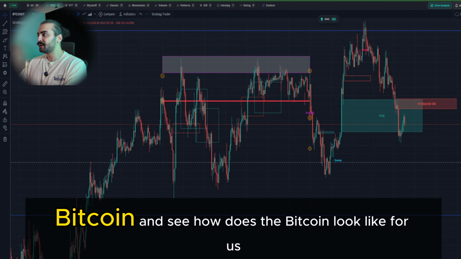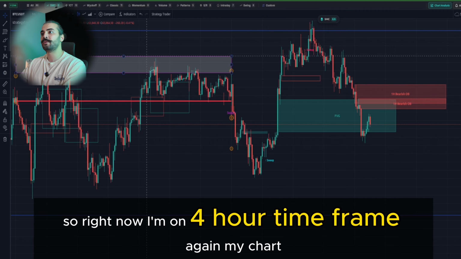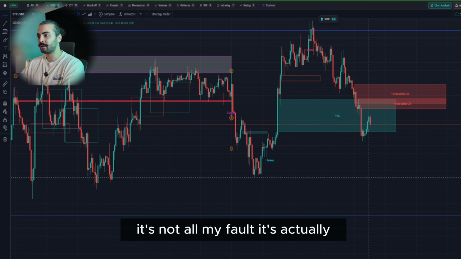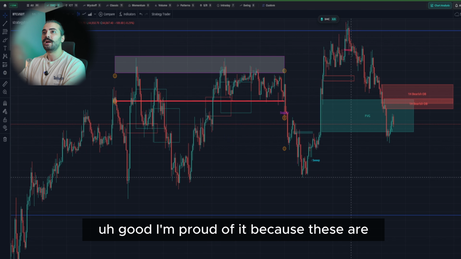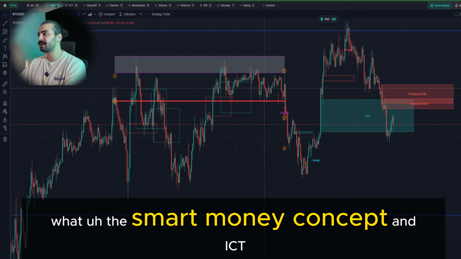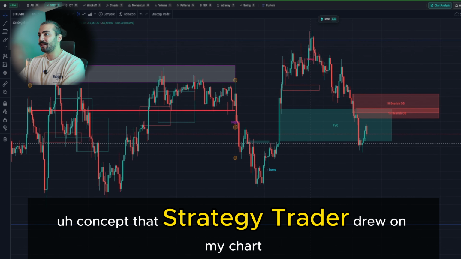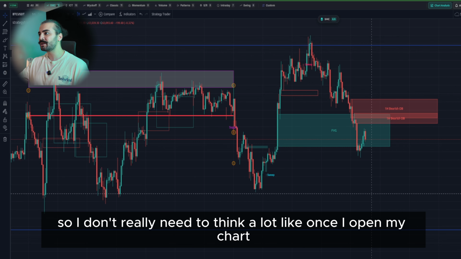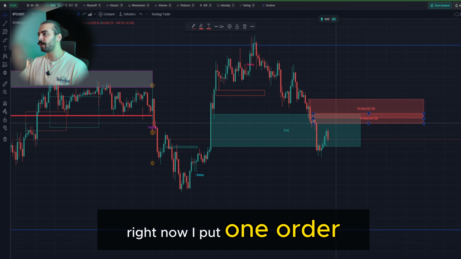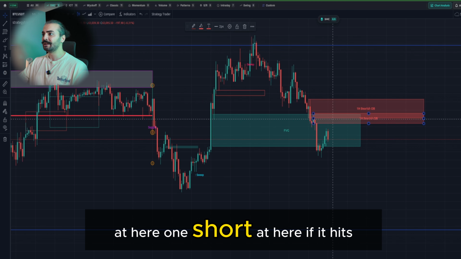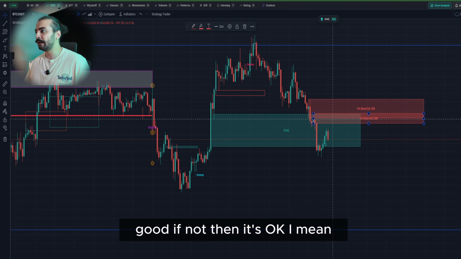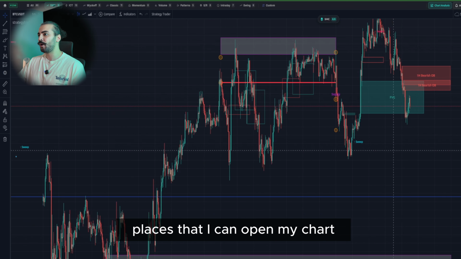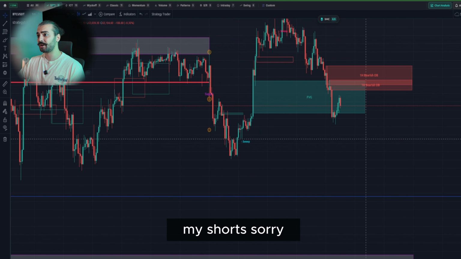Bitcoin and see how Bitcoin looks for us. So right now I'm on the 4-hour time frame. Again, my chart is a little bit messy. It's not all my fault. It's actually good. I'm proud of it because this is what the smart money concept and ICT concept strategy trader drew on my chart. So I don't really need to think a lot. Once I open my chart right now, I put one order here, one short here. If it hits, good. If not, then it's okay. There are still a lot of other places where I can open my short.